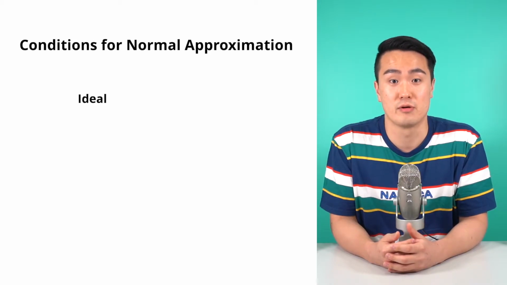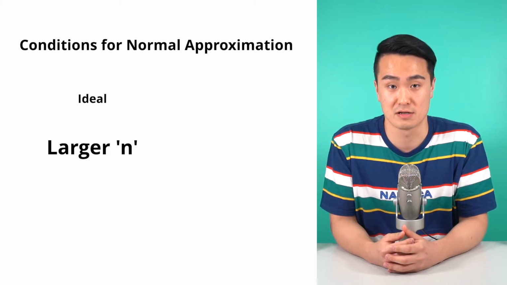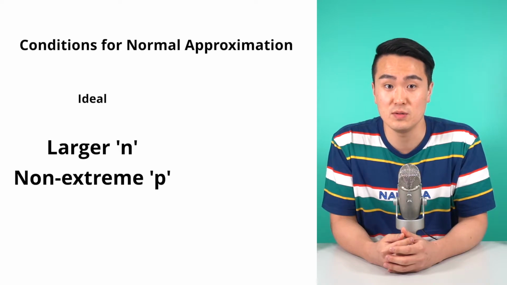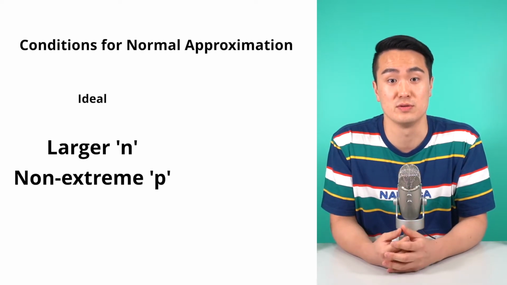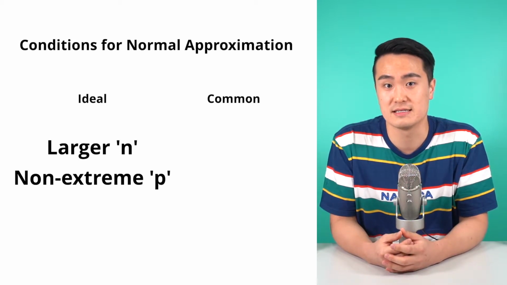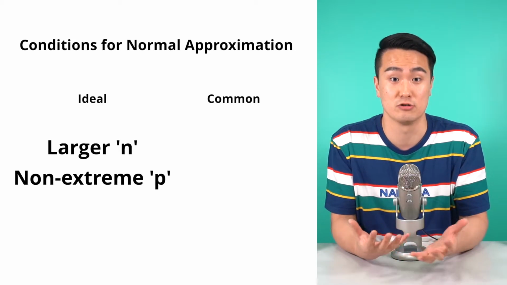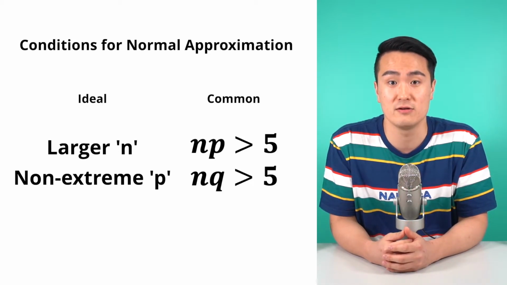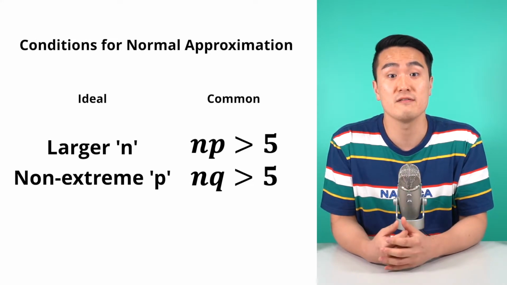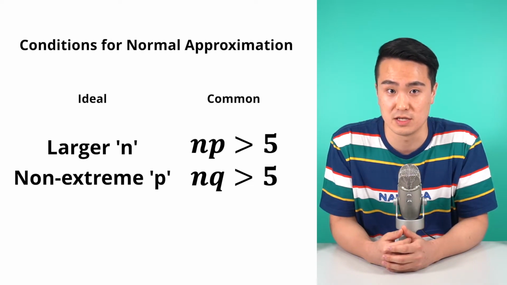Let's consider our parameters. Firstly, the larger the number of trials, the more accurate the approximation. Secondly, non-extreme probabilities of p and q are preferred so it won't be skewed as much. It's hard to quantify a perfect condition because it's just an approximation, but we can quantify two conditions that strike a good balance, which is np greater than 5 and nq greater than 5. There will be other versions, but note that a larger n will always result in a better approximation.